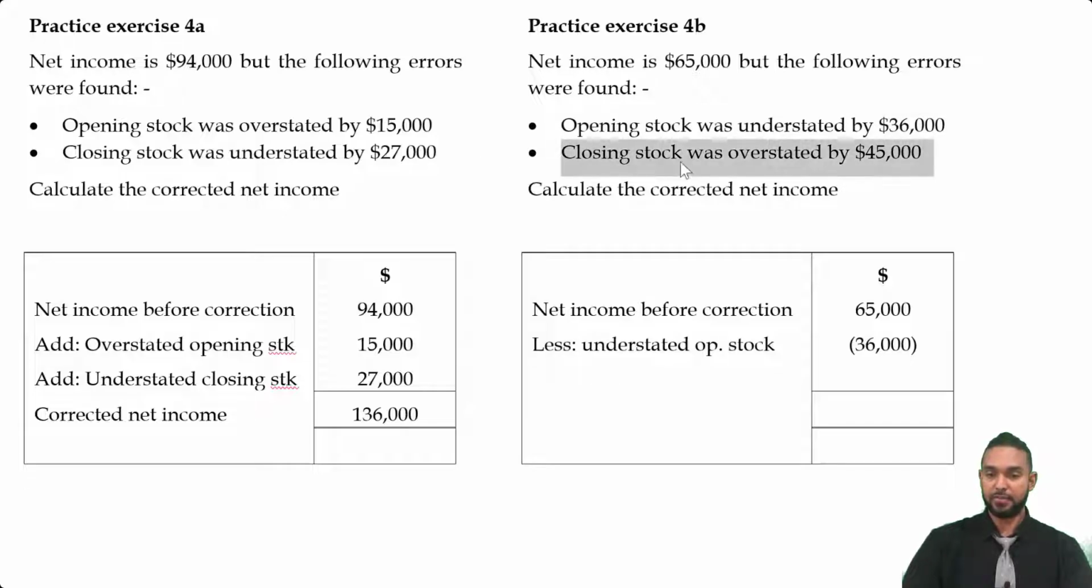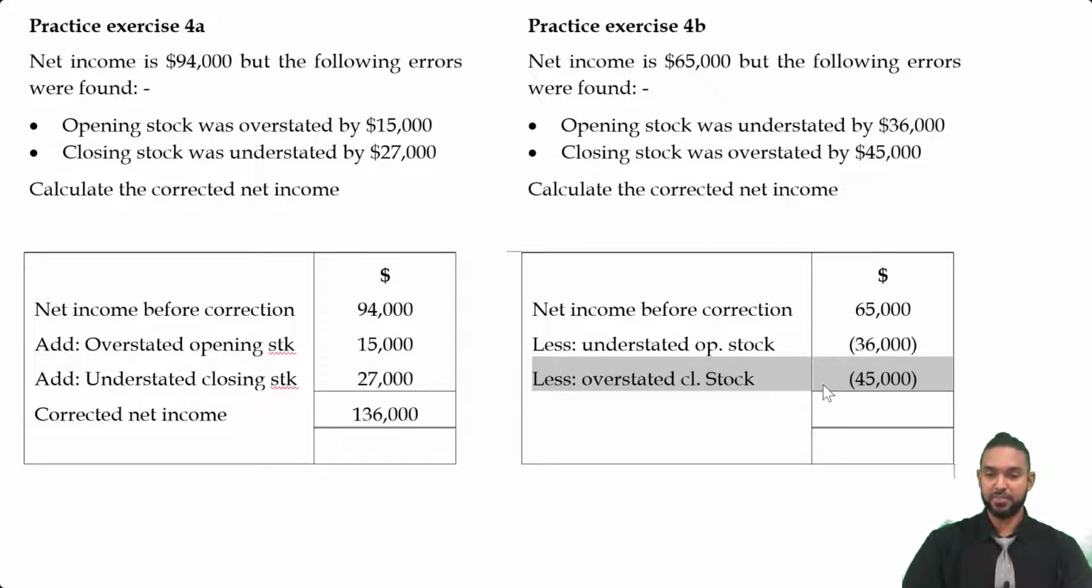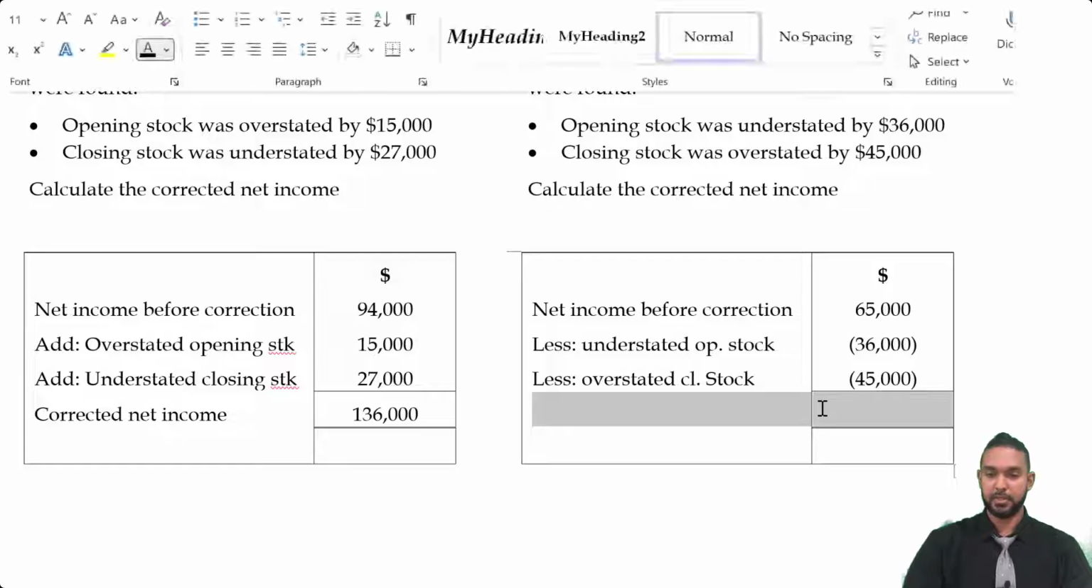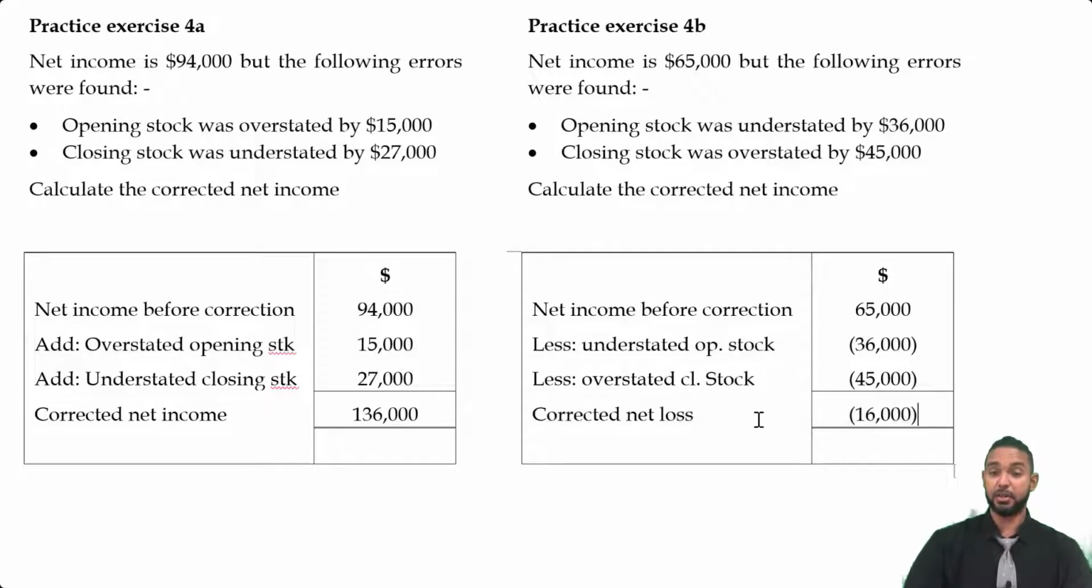Similarly, if we have closing stock being overstated, that means closing stock is too high. Closing stock behaves like a revenue. If it's overstated, it's too high. To correct it, we have to bring it down. And when we bring down a revenue figure, profit comes down as well. So we are also going to have to subtract the overstated closing stock figure here to arrive at our, well, in this case, look, we actually get a net loss. So that is quite possible, to get a net loss.